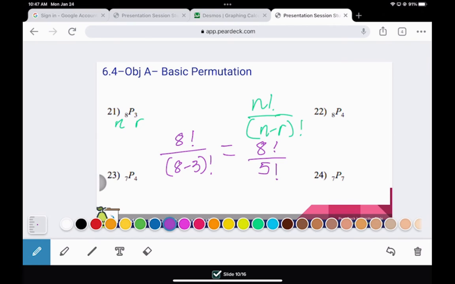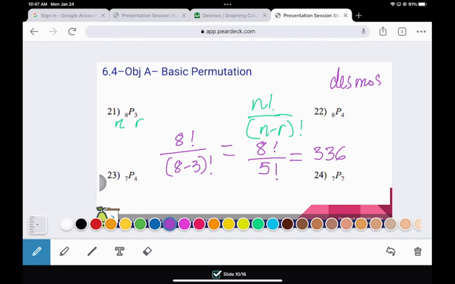So again, for this, just n factorial over n minus r factorial. When you write this, you can just put it in your calculator or use the page. If you want to use it, type it in. That will give you the answer. So that should be 336. The first number is always n, the second one is r.